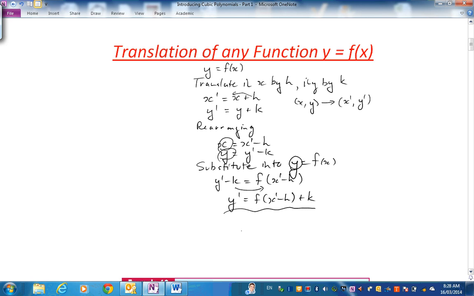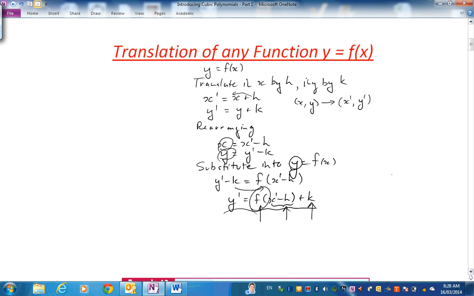Oh, do you see it? If you translated h, k in any function, the x term, the new x, is x prime take h. Well, my new x is x prime. My old x, I've replaced it by x prime take h. And these are the effects. So it doesn't matter what f is.